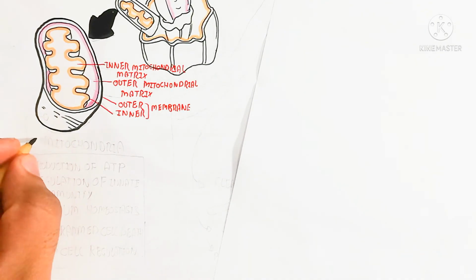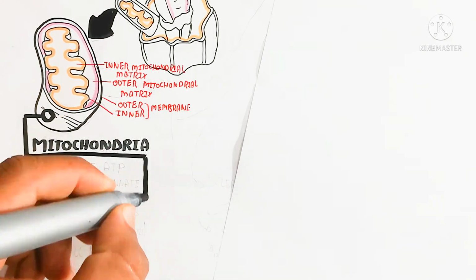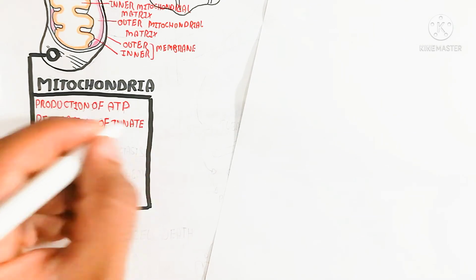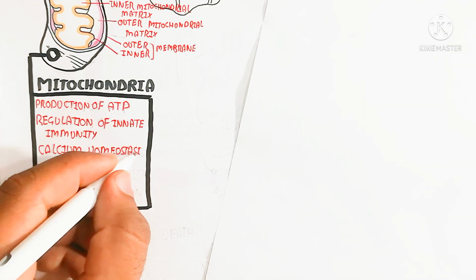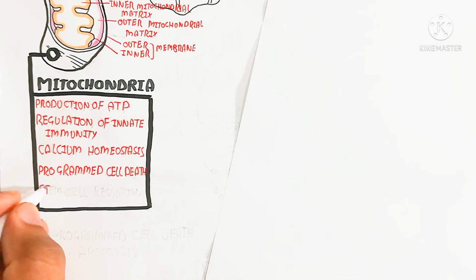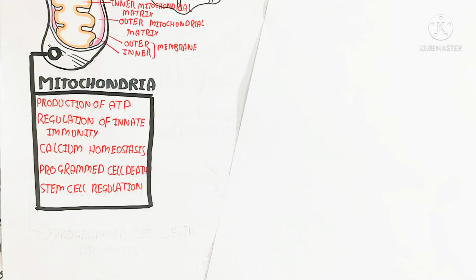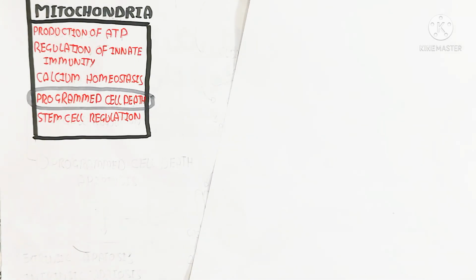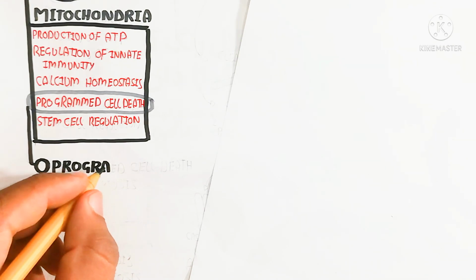So in this way, the functional parts are the production of ATP and the regulation of innate immunity, which we will discuss later, and calcium homeostasis. But in this video, we will discuss programmed cell death. The stem cell regulation is also part of mitochondrial function, but we will not cover it here. Here we will understand programmed cell death, and programmed cell apoptosis.